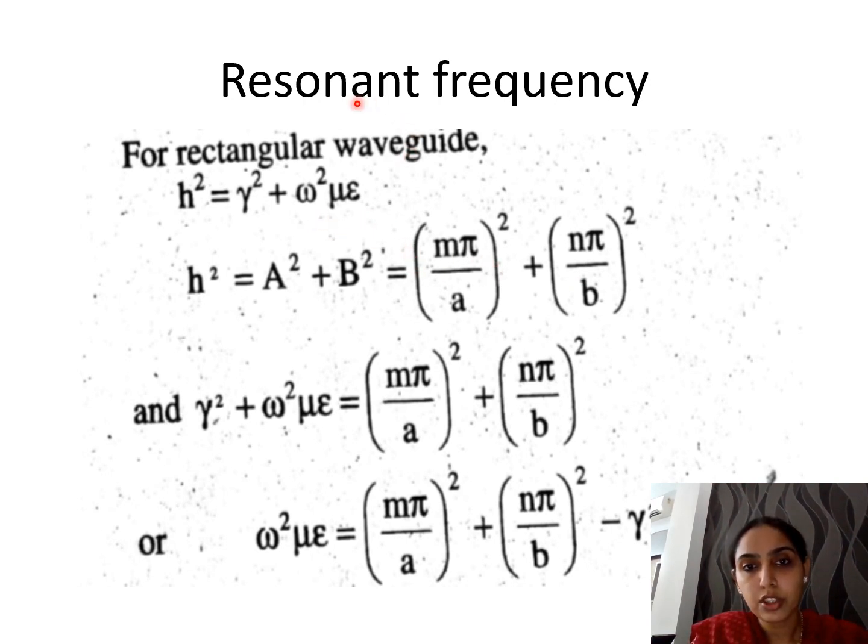Now coming back to derivation of resonant frequency, we can write the expression for h square to be a square plus b square, and h square also to be equal to gamma square plus omega square mu epsilon, as stated in the beginning. Now equating both of these gives the expression for resonant frequency. Now if the question is asked in the exam just for 4 marks or 5 marks, you can directly start the derivation at this point. But if the question is asked for 10 marks, you should start from the wave equation. So proceeding, you can substitute here, and equating both the equations, again we are going to replace the gamma.